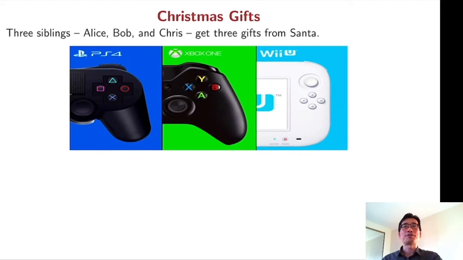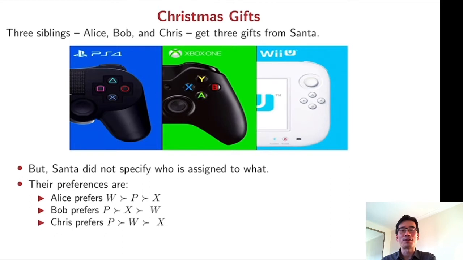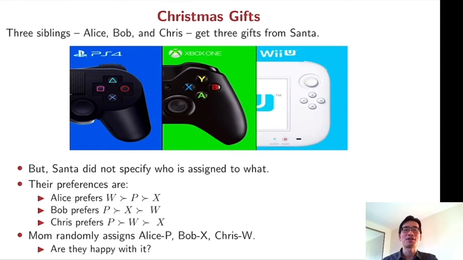Consider this situation. On Christmas morning, Alice, Bob, and Chris get 3 gifts, P, X, W, from Santa. But Santa did not specify who is assigned to what. Their preferences are given like this. For instance, Alice prefers W over P and X. Mom randomly assigns Alice the PS4, Bob the Xbox, and Chris the Wii. Are they happy with this?